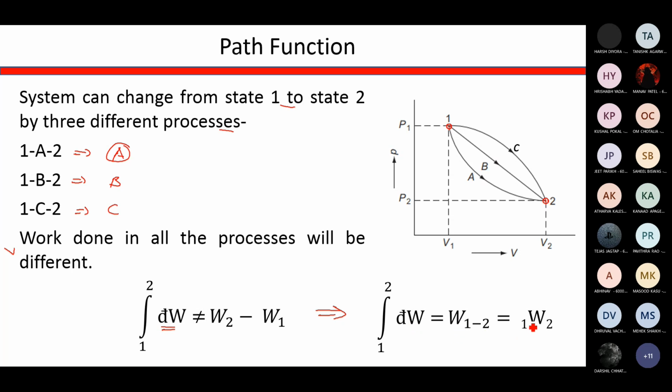The integral from 1 to 2 of dW should be equal to W1-2, or you can write it like W12 also. Any of these symbols you can use, but you should not use W2 minus W1. Because work is a path function, it depends on the path followed by your system. So you do not have absolute values of work at state point 1 and state point 2. There is nothing like W1 or W2. The work W will come into the picture whenever the process takes place, otherwise not. Is it clear?